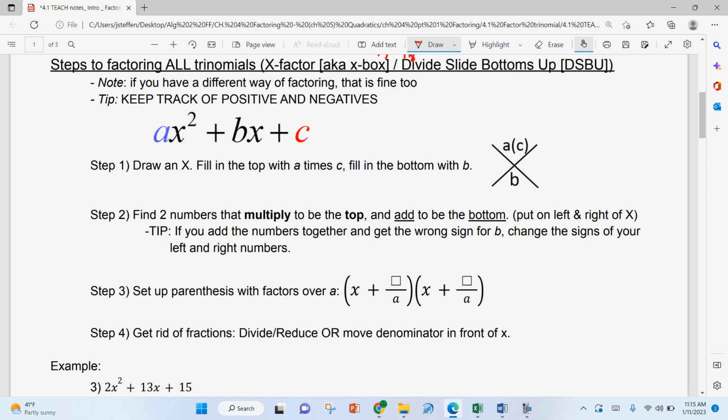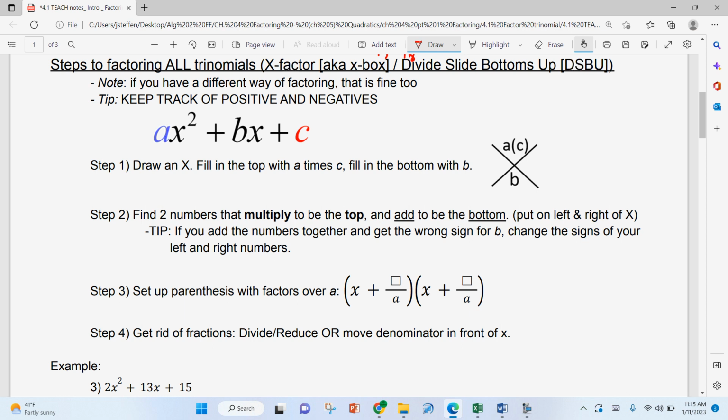So this is the way I do it. It's kind of a combination of two. I call it the X factor method or the X box. Originally, they used to draw a box around that, and I don't know why it was called X box. But if I were to say the X box factoring, this is what it means. You draw a big X. We'll talk about it in a second. And then I finish with divide, slide, bottoms up.